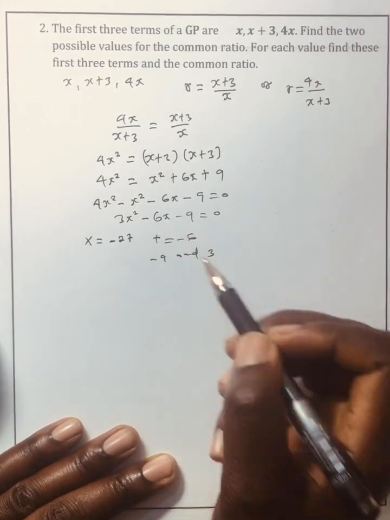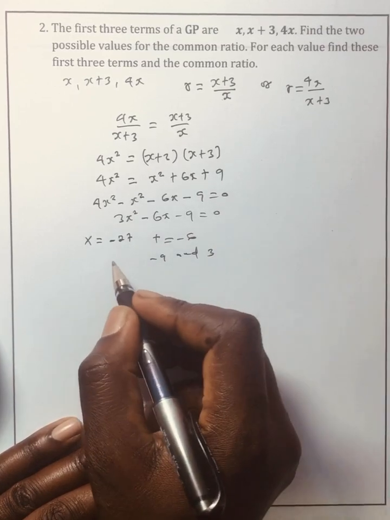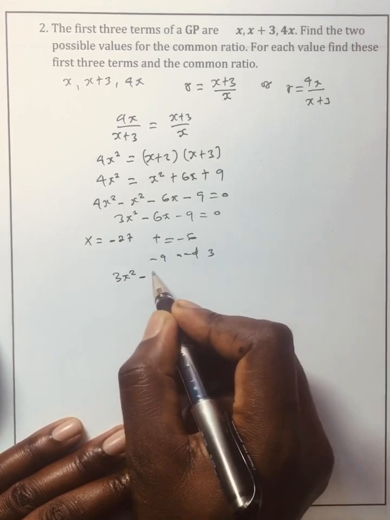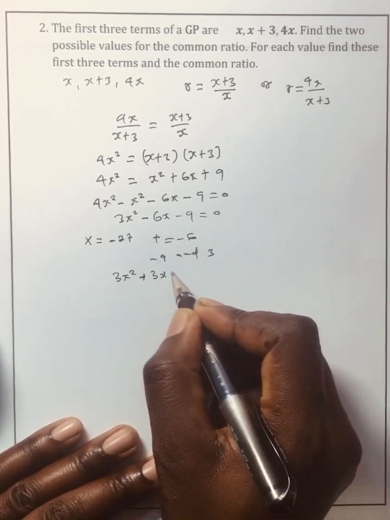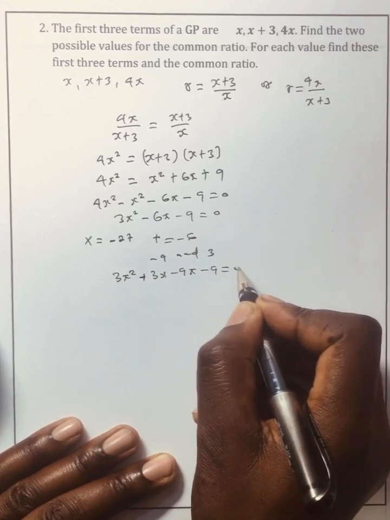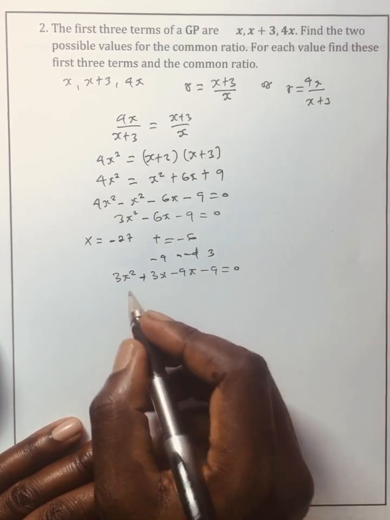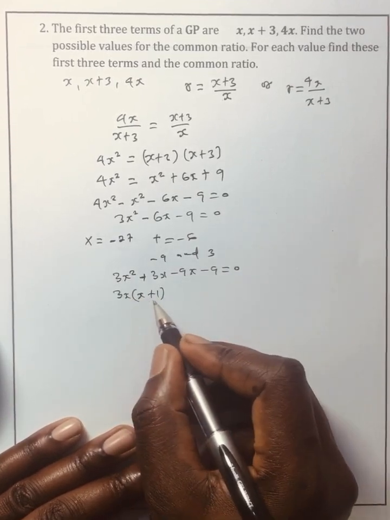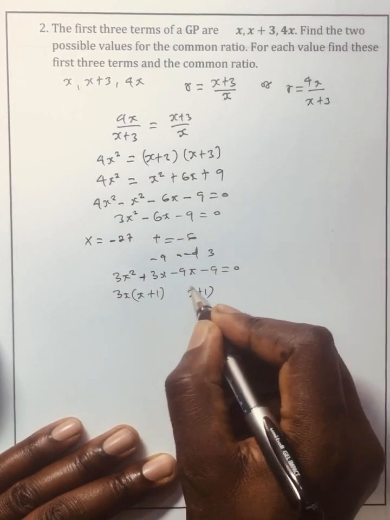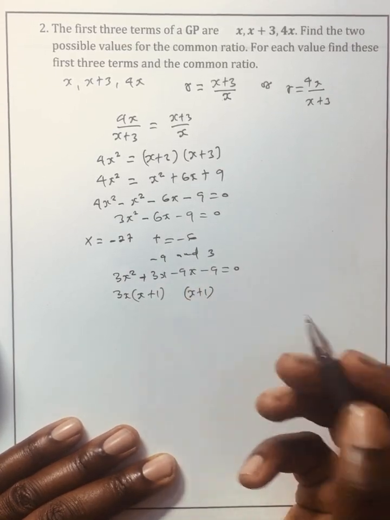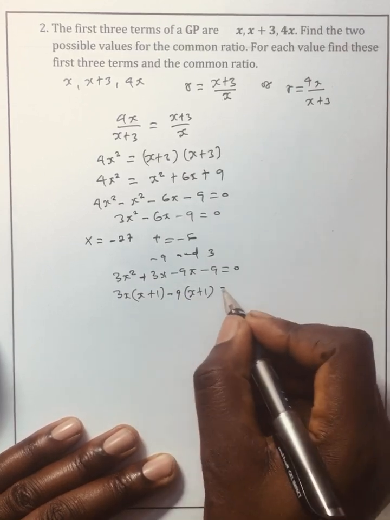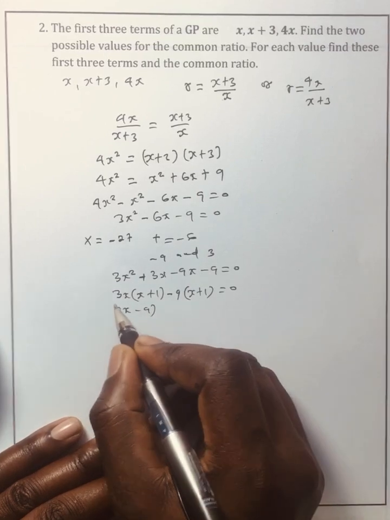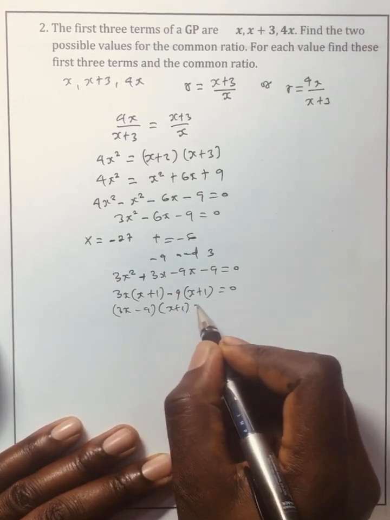So we'll split b in terms of negative 9 and 3. We can write the quadratic equation as 3x squared plus 3x minus 9x minus 9 is equal to 0. The common factor between the first two terms is 3x, so we have 3x into x plus 1. We expect x plus 1 on this side too, so x plus 1. For us to get negative 9 here and negative 9 there, we have to multiply by negative 9. So that we have 3x minus 9 times x plus 1 is equal to 0.